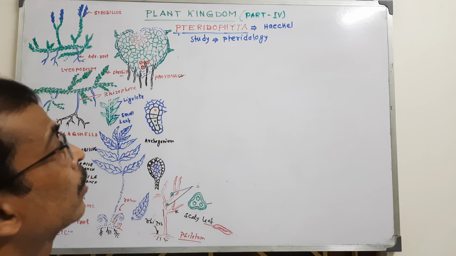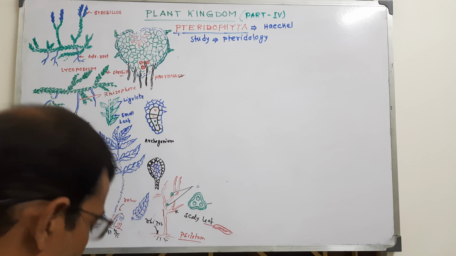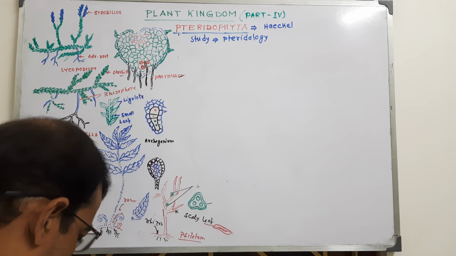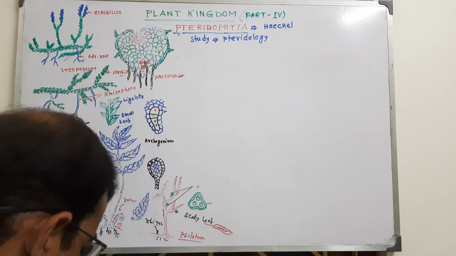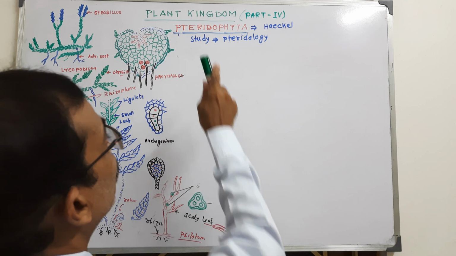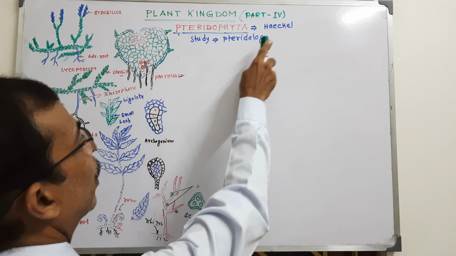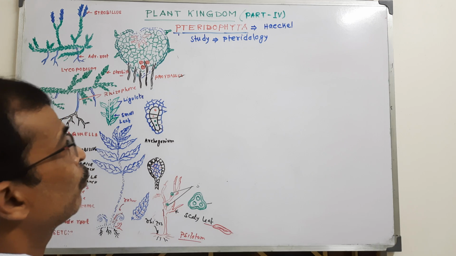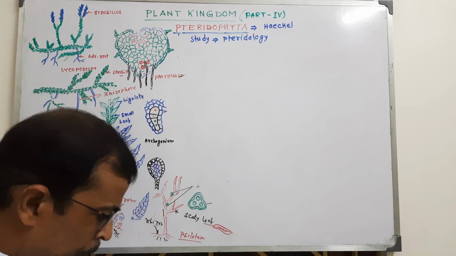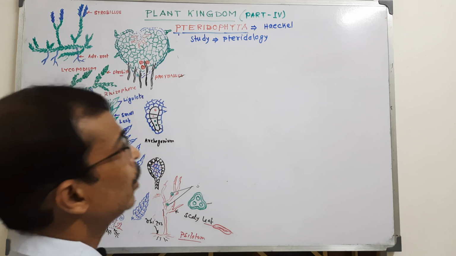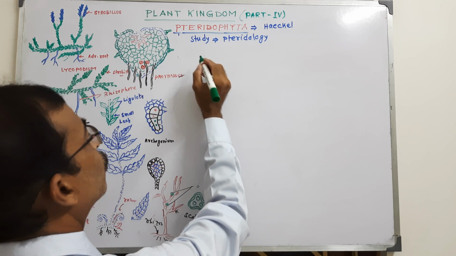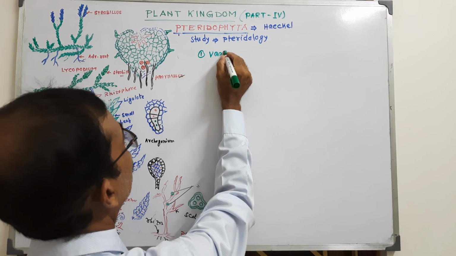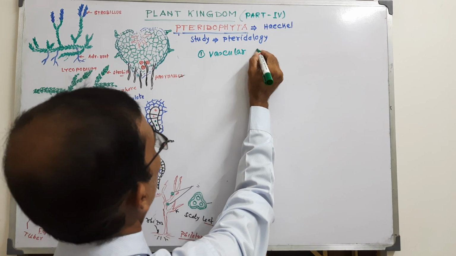Today we will study Pteridophyta, that is the third division under plant kingdom. The term Pteridophyta was coined by the scientist Haeckel. The study of Pteridophyta is called pteridology. Pteridophyta is commonly called number 1, vascular cryptogams.